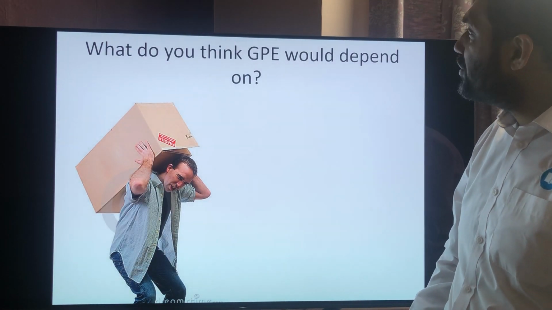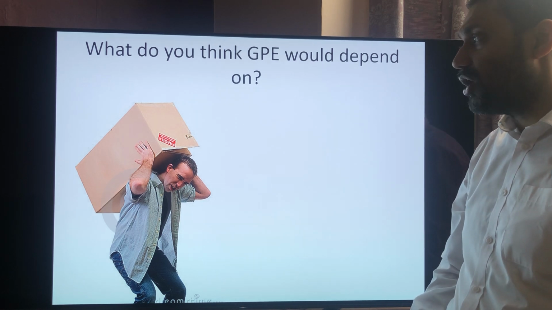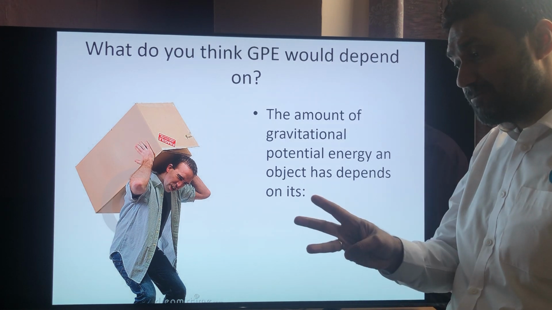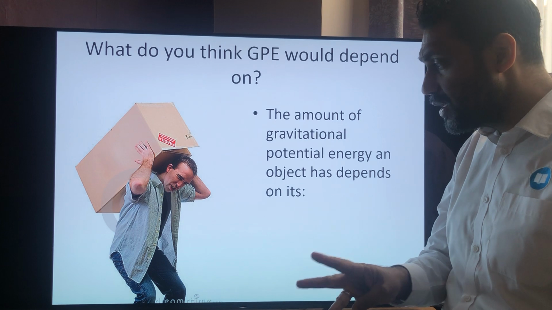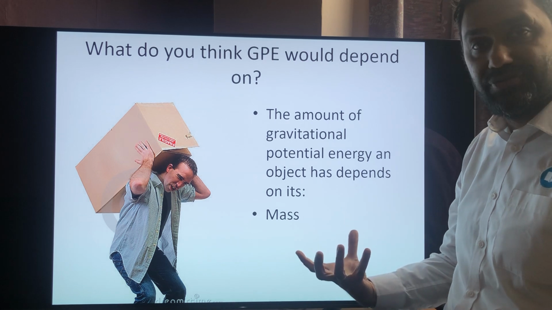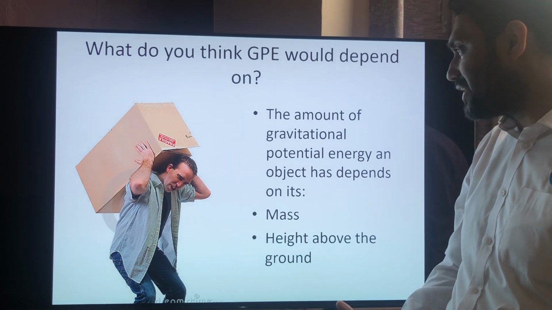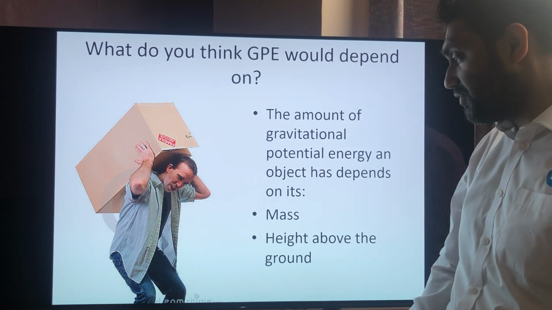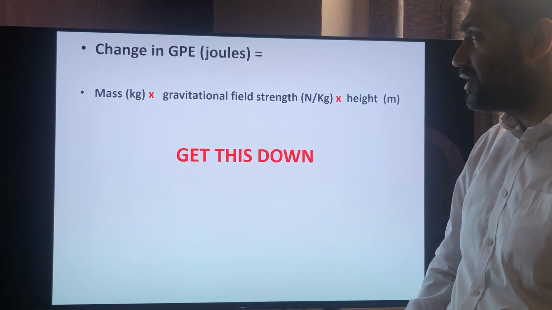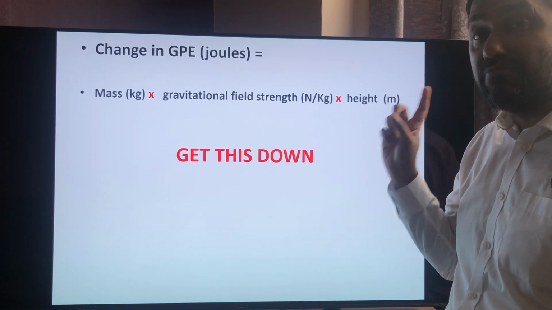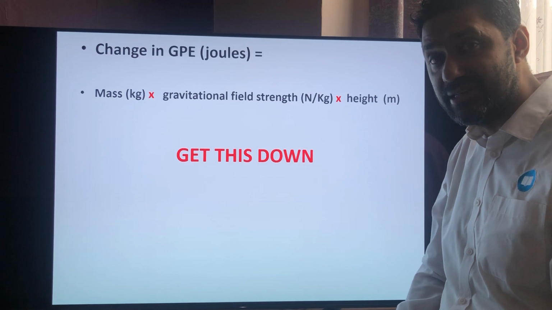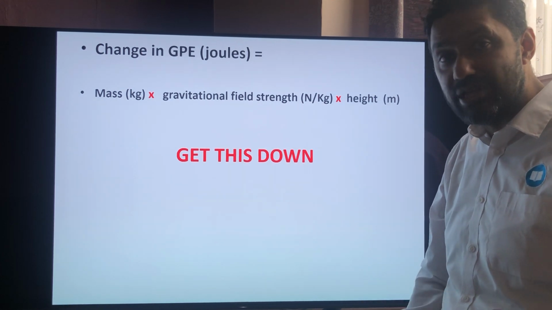So what do you think GPE would depend on? Well, the amount of GPE depends on three things. What do you think those three things are? Well, the first one is its mass, how much mass it has in kilograms. The next is its height above the ground, how high it is above the ground. And the last thing is its gravitational field strength. So you might want to write this equation down. You need to memorize this equation, just like our previous lesson where you had to memorize work done is force times distance. This time, GPE equals mgh.